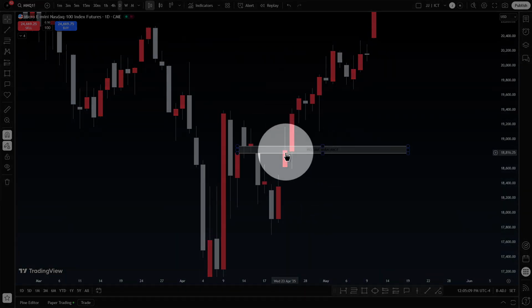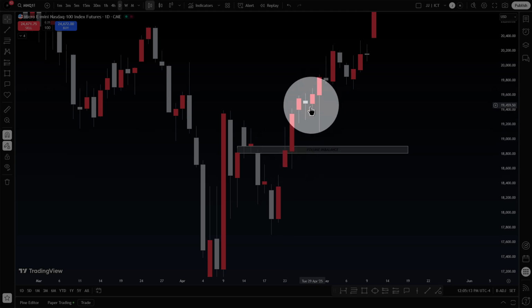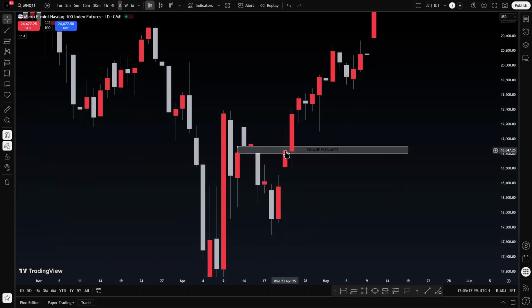body right here? See how we come above the volume imbalance, drop back down into it, deliver higher? That is stronger than a mitigation block. I'm not kidding. That signature right there is stronger than a mitigation block. But it does not beat the immediate rebalance. For the ones that know about it, you know exactly what I'm talking about.